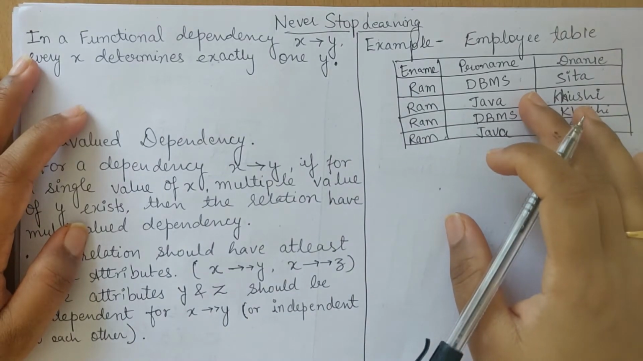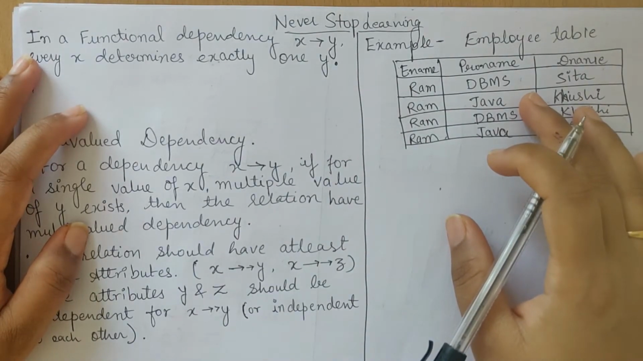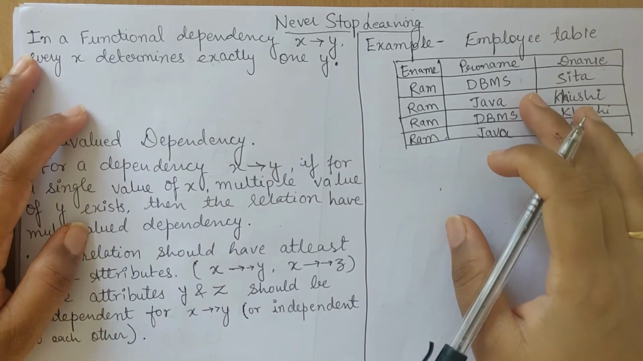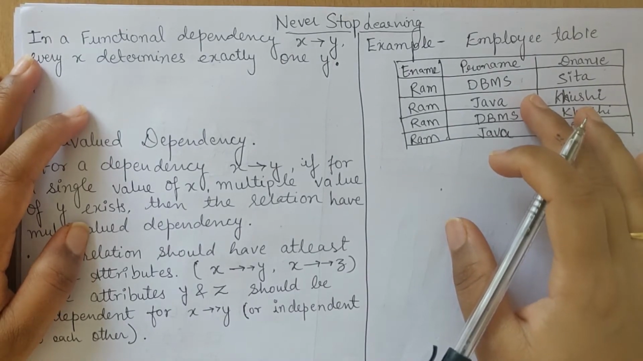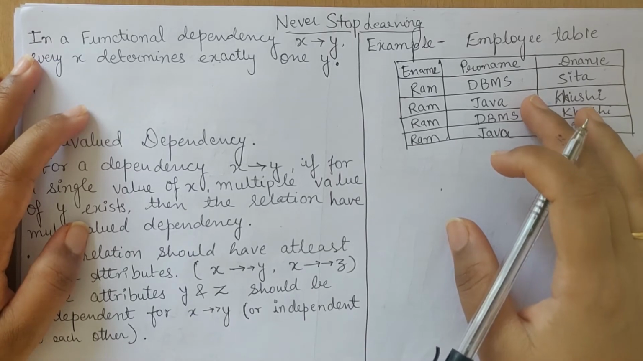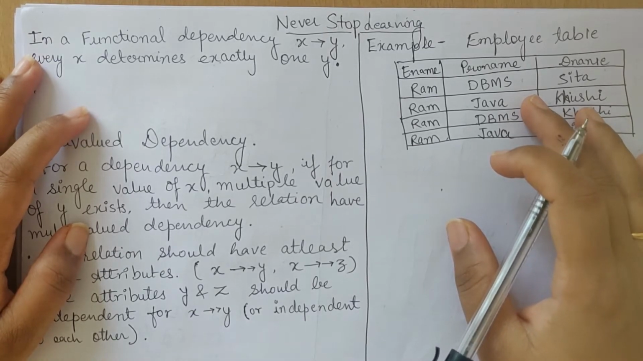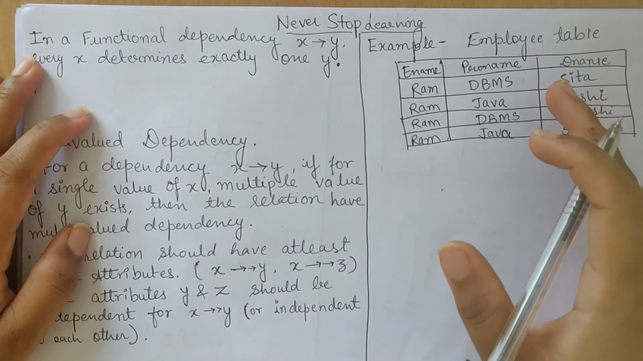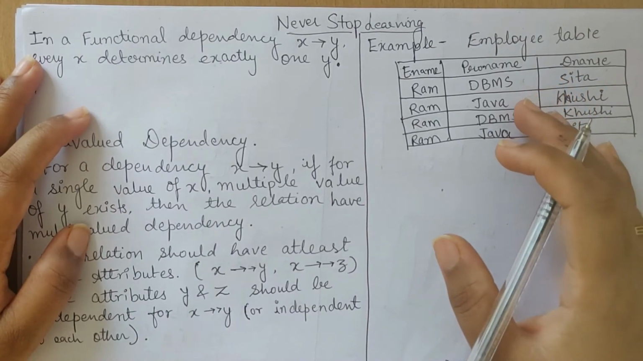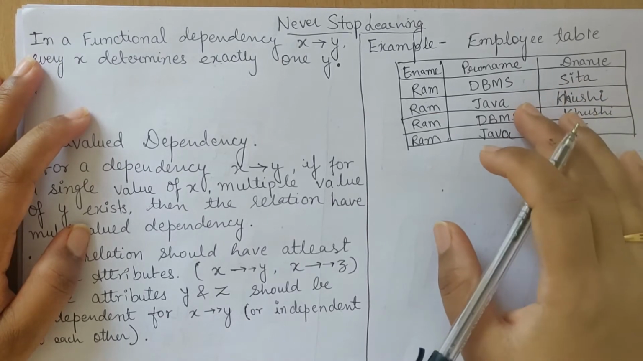Hello everyone. Our today's session is all about multi-valued dependency and fourth normal form. Before starting the topic, the prerequisite for this particular topic is functional dependency and data normalization, meaning 1NF, 2NF, 3NF and BCNF, and all the normal forms as I told you.